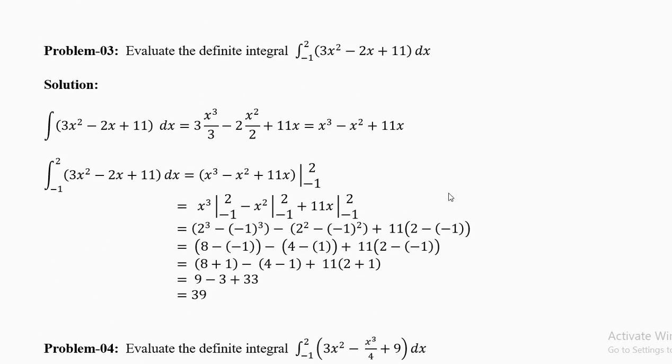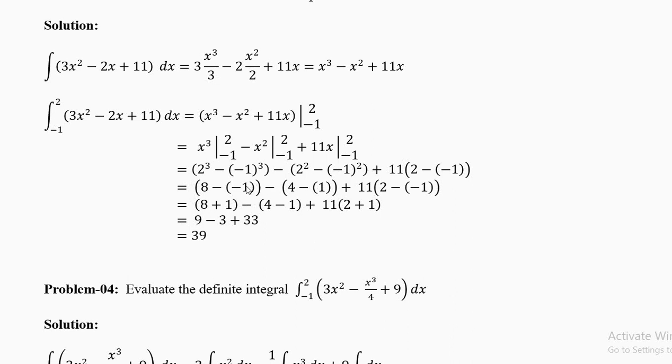Now example 3. Evaluate the integral from minus 1 to 2 of 3x square minus 2x plus 11. Now when you integrate 3x square minus 2x plus 11, don't look at minus 1 and 2. Just integrate as we did in the last 3 weeks. You'll get 3 into x cubed by 3 minus 2 into x square by 2 plus 11x. Integral of x square is x power 3 divided by 3. Integral of x is x square by 2. And this 11 is a number, so it is 11x. So you have x cubed minus x square plus 11x.